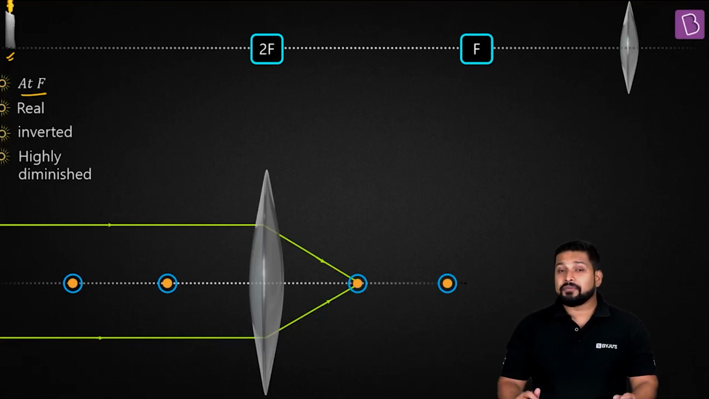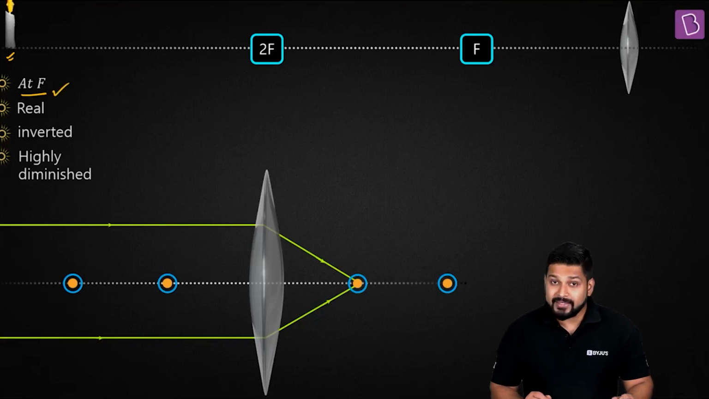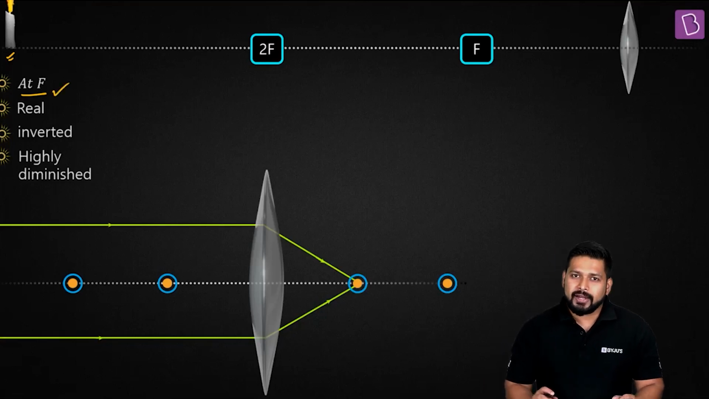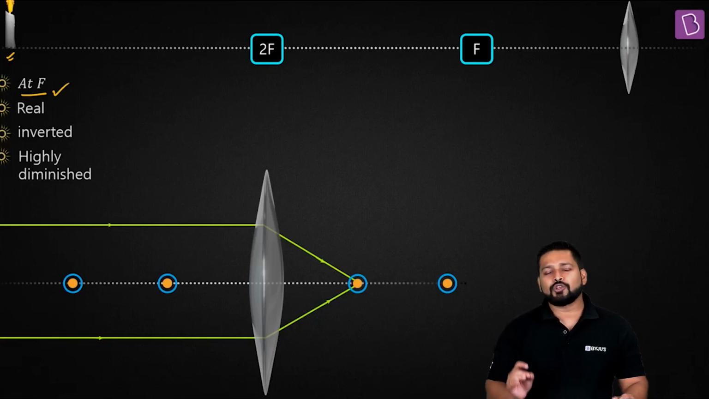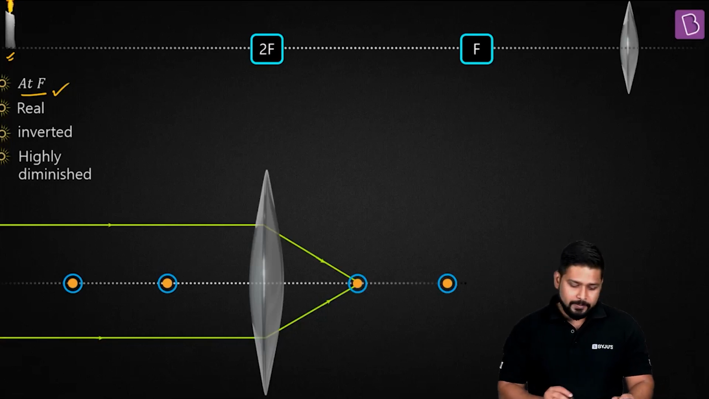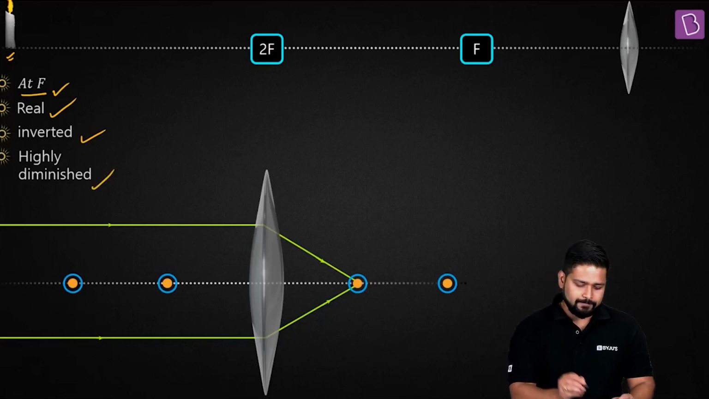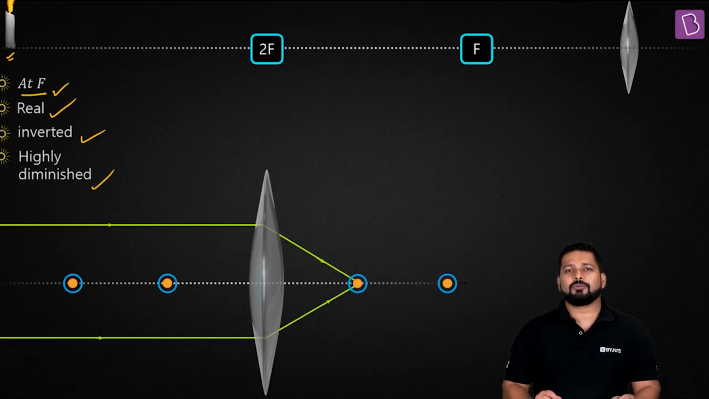Now, the object is at infinity, so the image you are going to get at the focus. Next, what type of image are you getting? You have to see, are the rays actually meeting or do they appear to meet? In this case, they are actually meeting. So it is real, it is inverted, it is very, very small, so highly diminished. So that is the location and nature of the image.